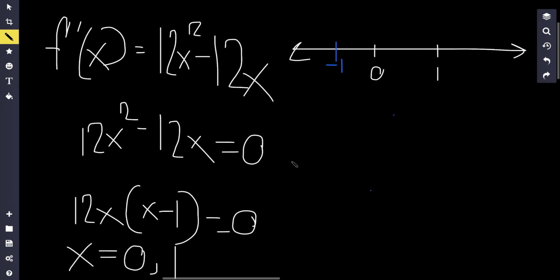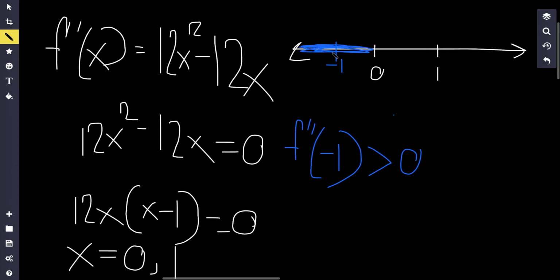So notice how when we plug in -1 for our second derivative, this is going to be greater than 0. It's a positive value, meaning that from negative infinity to 0, basically encompassing this entire region, which includes -1, we are going to be concave up.